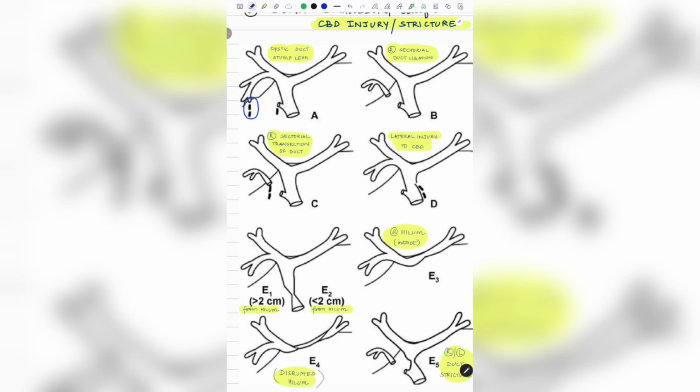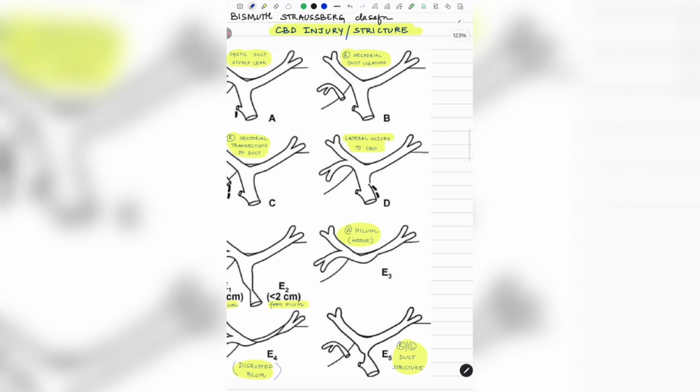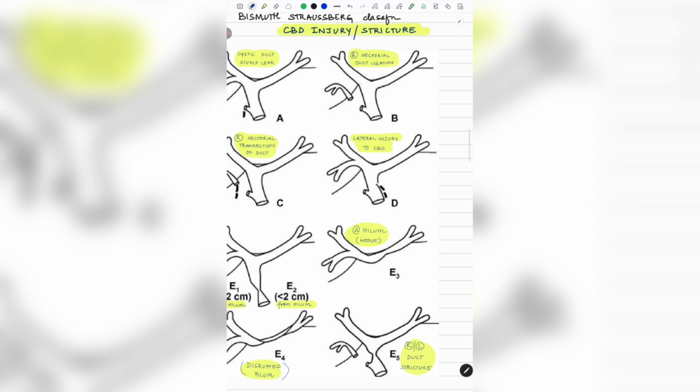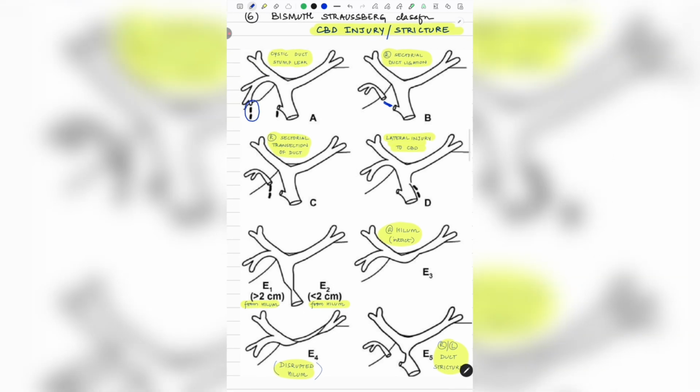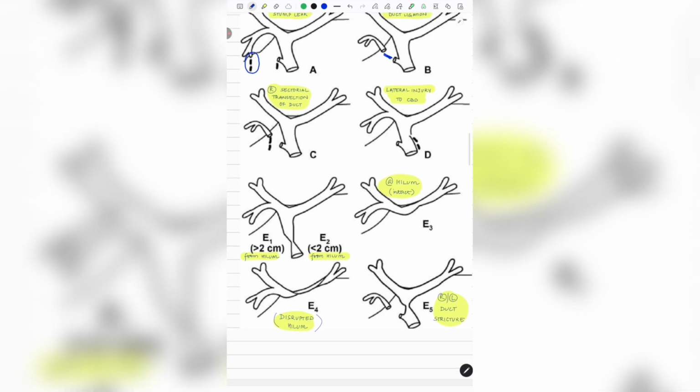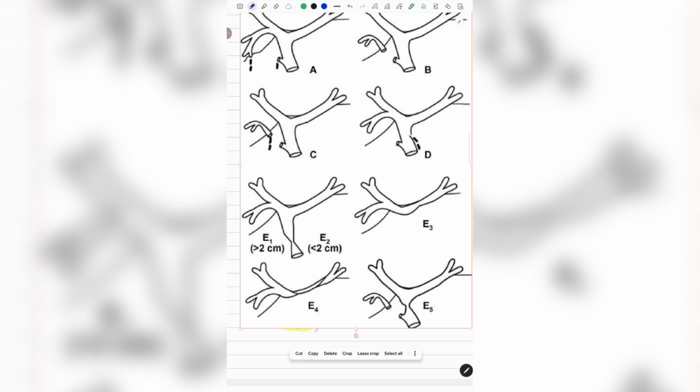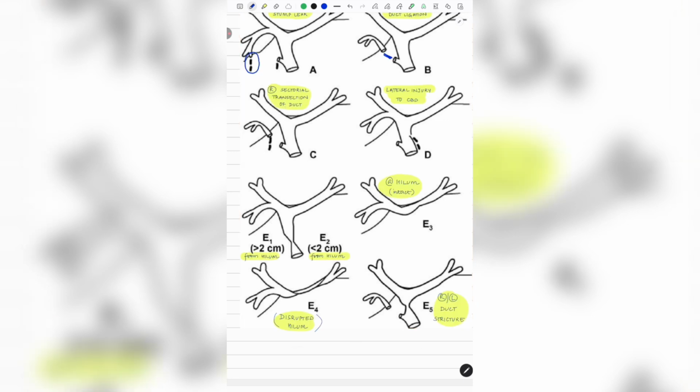Okay, cystic duct stump leak, then it is type 1. If it is right sectorial, see here it is the right sectorial duct ligation. Okay, it is ligated, whereas here you see right sectorial transection. Transection means cut. Okay, here it is ligated, here it is transected.